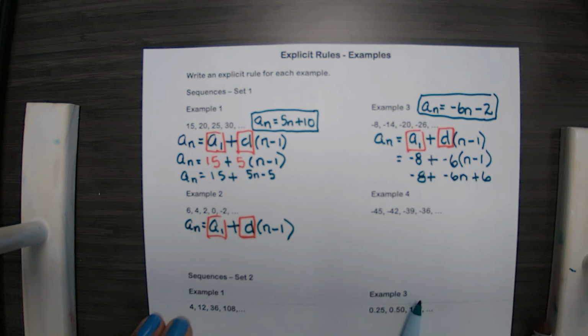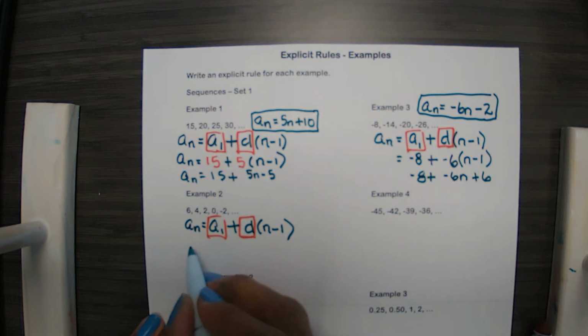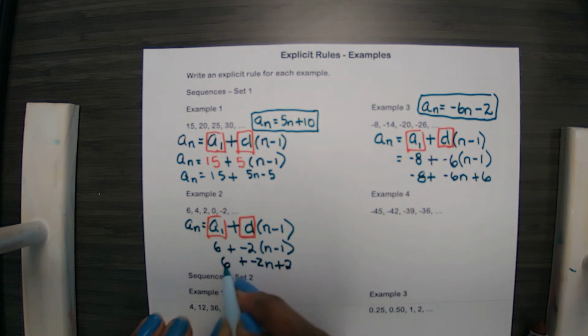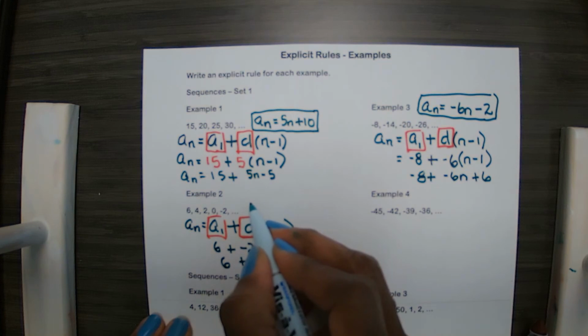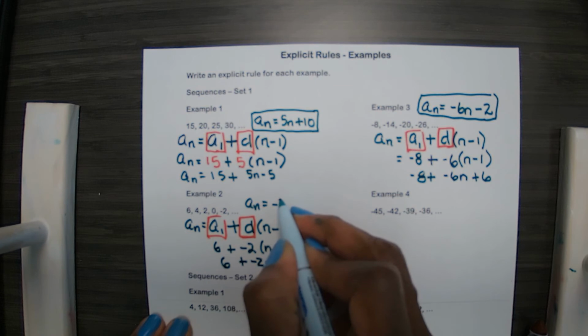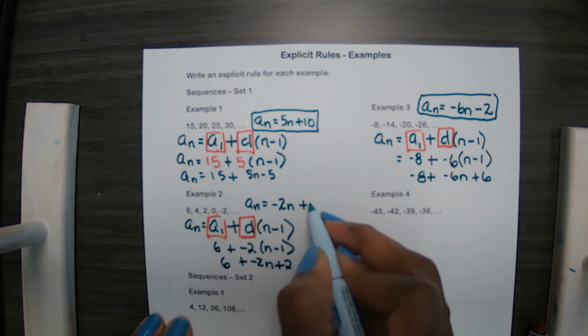The first term in this arithmetic sequence is 6. The common difference, I'm going down by 2, so that's negative 2. I'm going to bring everything down. Let's clean it up. Negative 2n. Negative times a negative is a positive. Bring this down. Same sign, add. So this rule is going to be a sub n is equal to negative 2n plus 8.